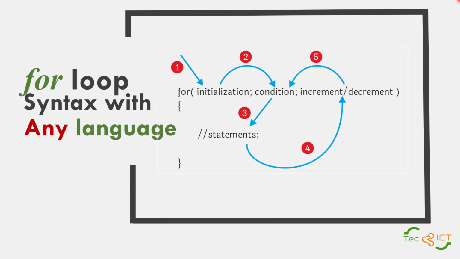Now it's your time to have an idea about the behavior of for loop in any programming language. There are compulsory components in for loops. For keyword, the initialization of count variable, condition, increment or decrement. Then inside the loop body, there are statements. The for loop is executed until the condition becomes false.